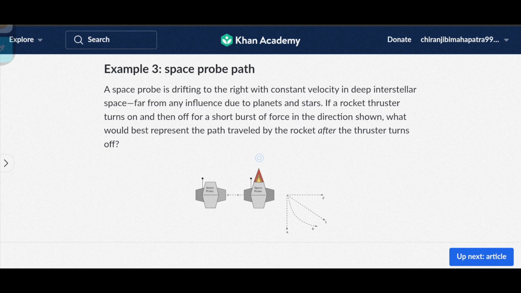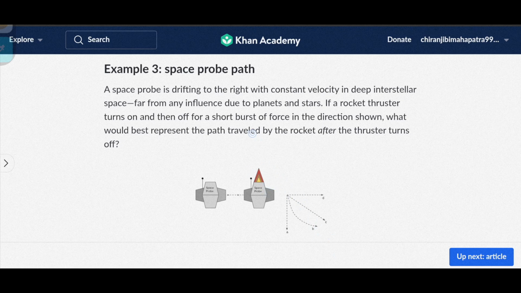Okay, after the thruster turns off, what would be the path? Is it D or C or B or A? Which path do you think the rocket will choose? If you were asked while the thruster remains turned on, then this option would be correct. There is an option like that, but the path would be like a parabola.